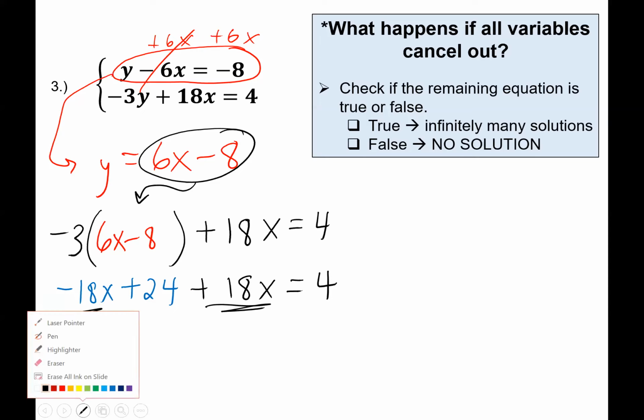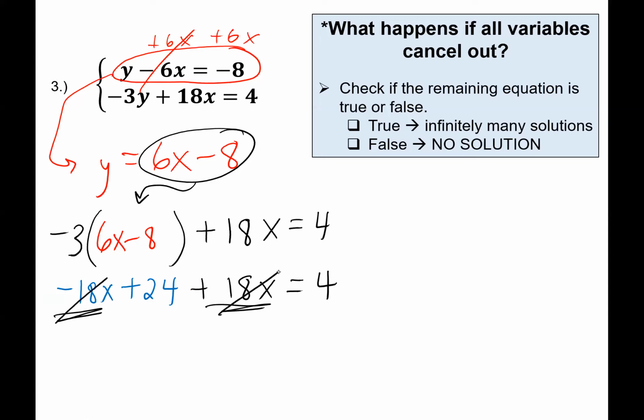Not nothing altogether, but just the x's cancel. So what do we have? Well, what we still have left is this plus 24 on the left side. So we can just write 24. And then on the right side we have 4. 24 equals 4. That doesn't make any sense, right? That's not true.